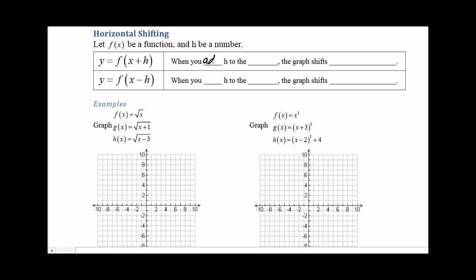So if we add a constant to the x, the graph actually shifts to the left that number of units. Normally we think of left as going more positive and going more to the right side, but it actually goes to the left. If I subtract a constant from x, that actually makes it move to the right.